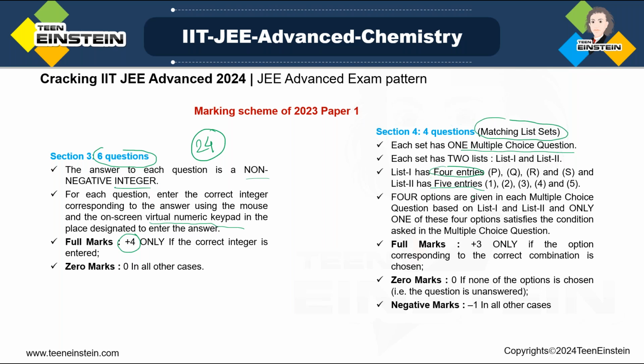Now see, one entry extra, PQRS, but on the right hand side, that is list 2, there will be a total of 5 entries. Now 4 options are given, out of which, in the multiple choice format, only one of these 4 options satisfies the condition. So it is also a single correct choice, but it is list matching. Full marks is +3 only if the option corresponding to the correct combination is chosen. 0, obviously, if it is unanswered. And negative marking in all other cases, that is if you choose any wrong option, it will be -1.